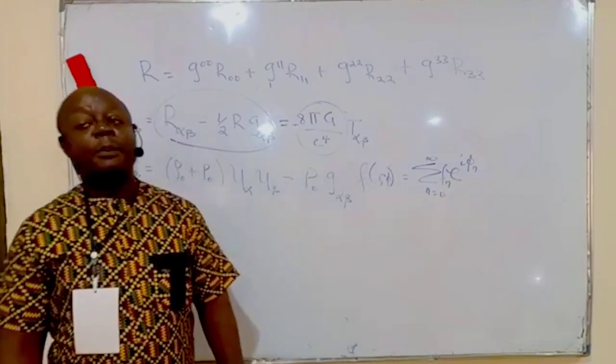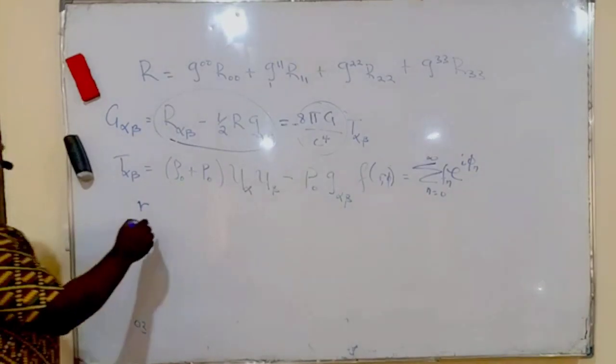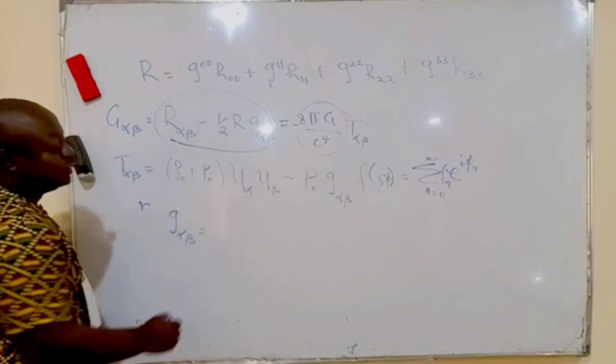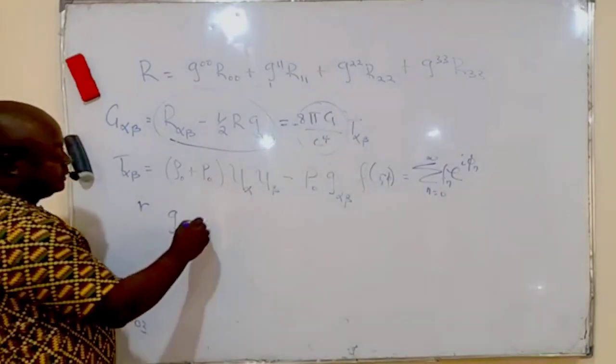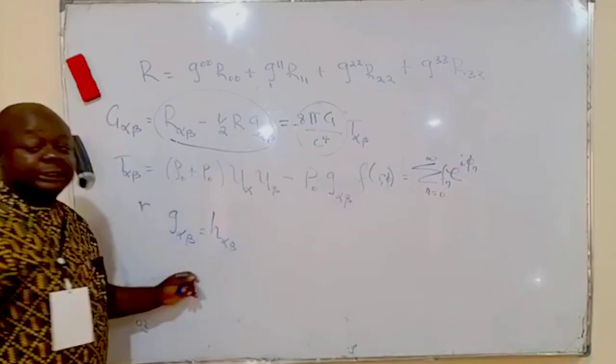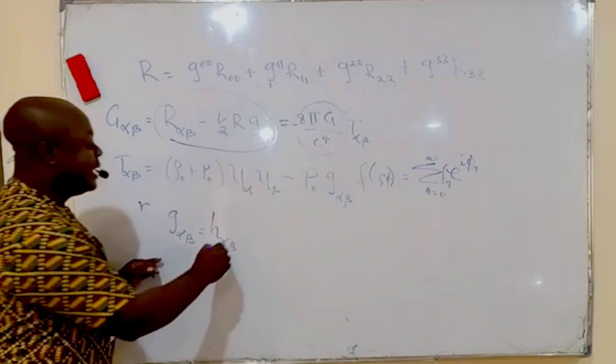Another approach that is followed is that you decide to make your metric tensor a metric tensor in a space without gravity, and then you add a small perturbation.